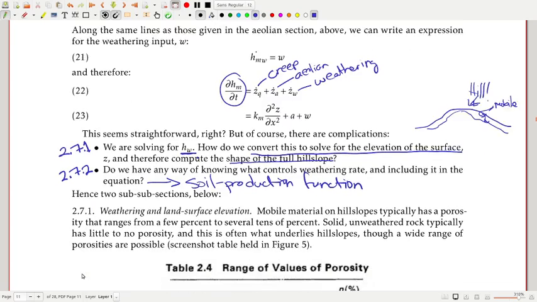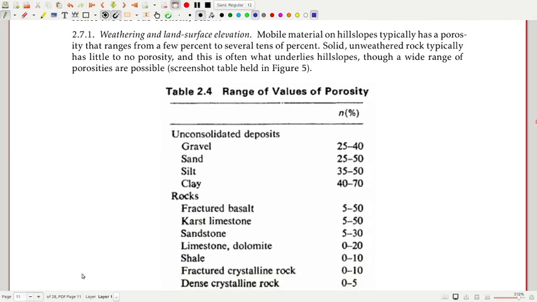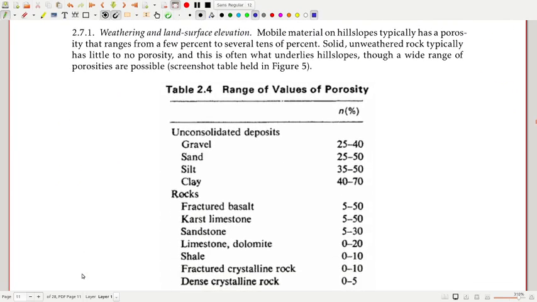So to start out here, with weathering and land surface elevation. Mobile material on hillslopes typically has porosities that range from just a few percent to several tens of percent, so it could be quite large. Solid unweathered bedrock, on the other hand, generally has very little to no porosity. You can think about bedrock and the fracture patterns it has. So some near surface bedrock does have some fracturing, maybe a percent or two of pore space, but often very, very little, and often just a fraction of a percent.